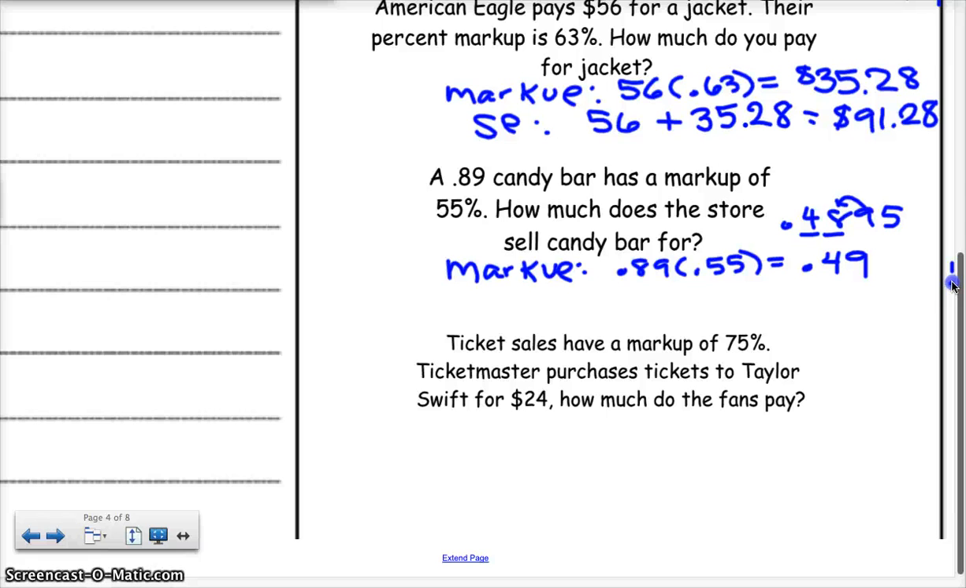Okay, so my selling price is going to be what I paid for it plus my markup. So you are going to pay $1.38 for a candy bar. That better be a good candy bar.